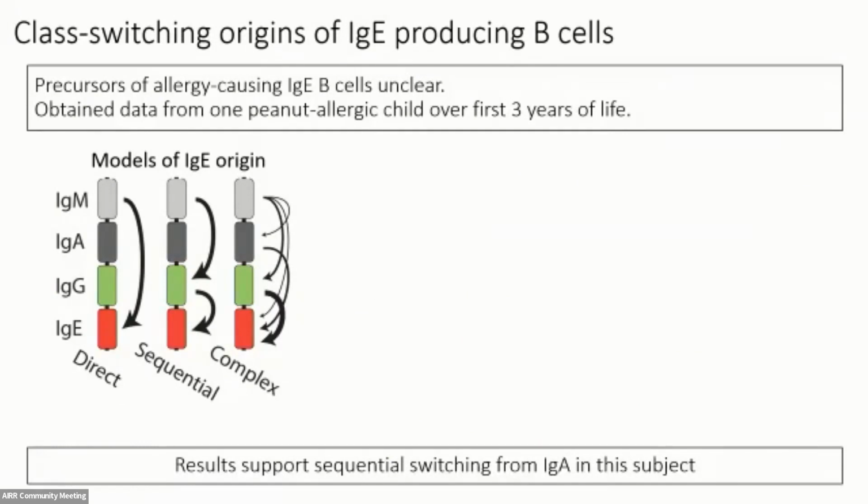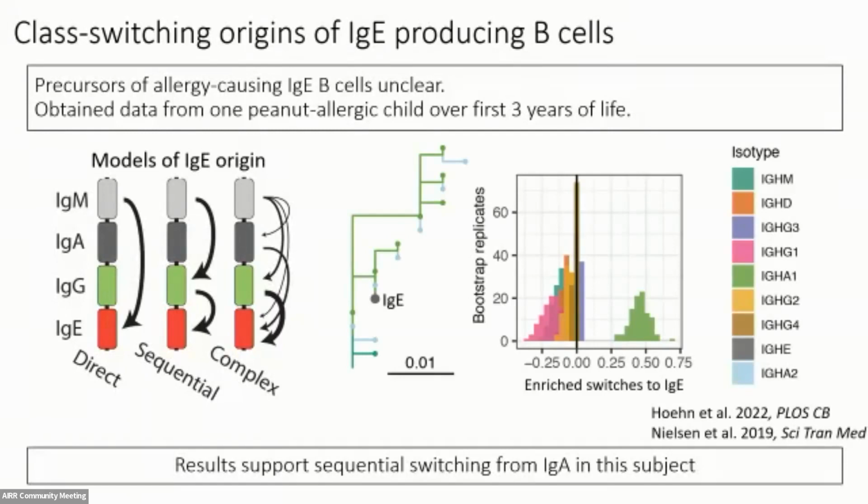One is through direct switching from IgM straight to IgE. Another is through sequential switching through an intermediate isotype. And another is complex, where all of those occur. To test this, we looked at a previously published data set from Nielsen et al. in 2019. And we found a very clear association between IgE and IgA1 in one peanut-allergic patient. And this supports the sequential switching model from IgA in this subject.